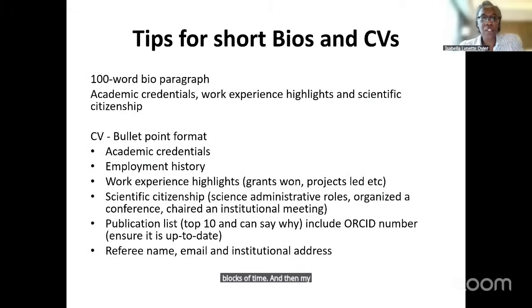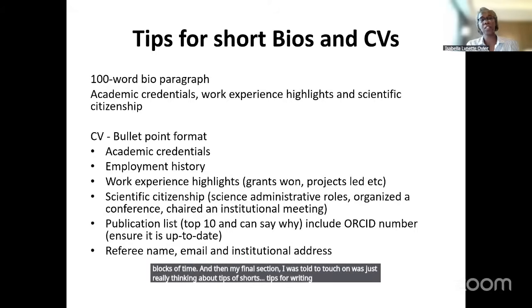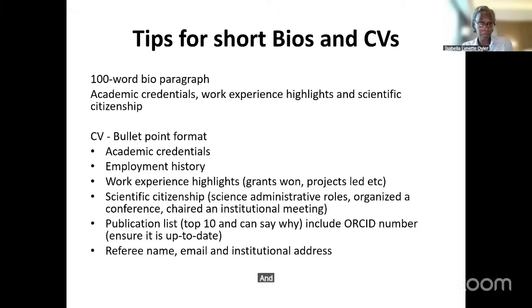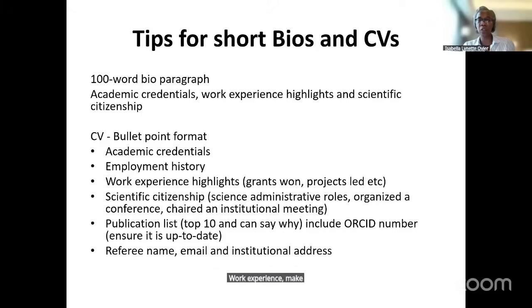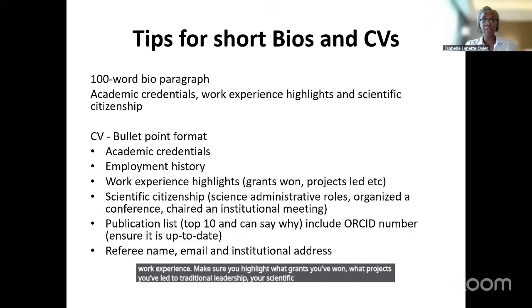And then my final section I was told to touch on was just really thinking about tips for writing short bios and CVs. They're pretty similar, but your bio would be 100 words of continuous prose. It highlights your academic credentials, your work experience, and your scientific citizenship. Your CV would be in bullet points, your academic credentials, employment history, work experience. Make sure you highlight what grants you've won, what projects you've led to just show leadership, your scientific citizenship. Have you organized a conference, chaired an institutional meeting, had any scientific administrative roles?